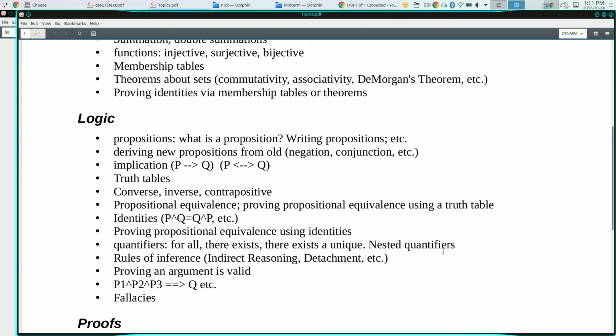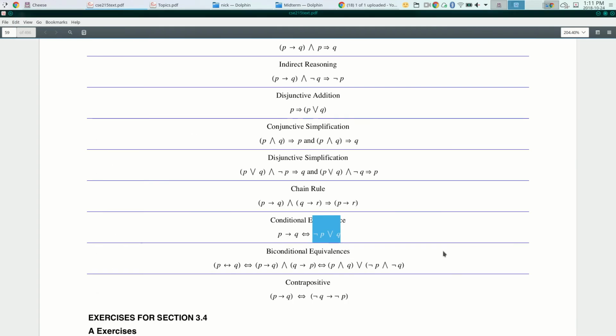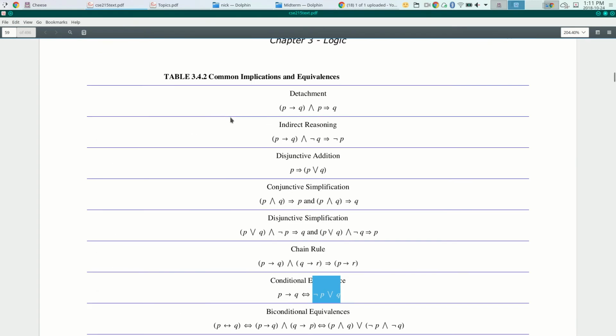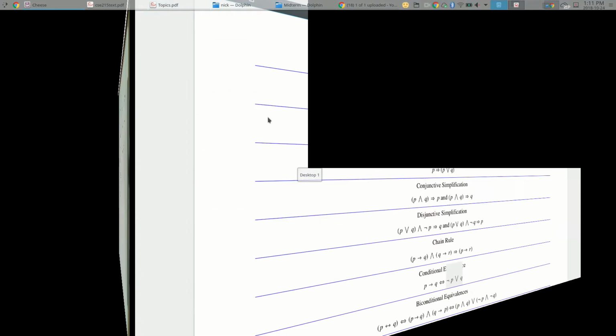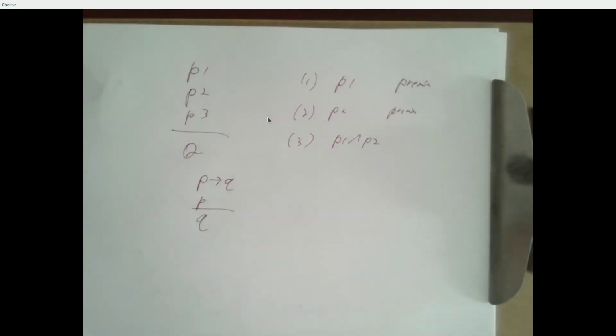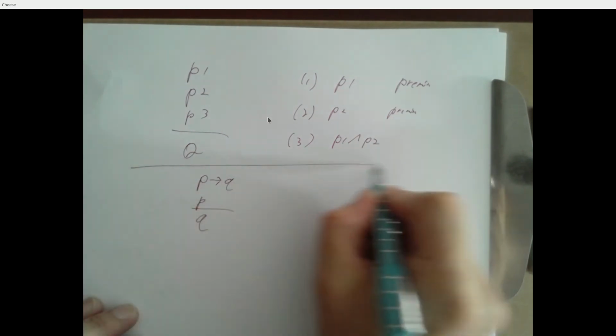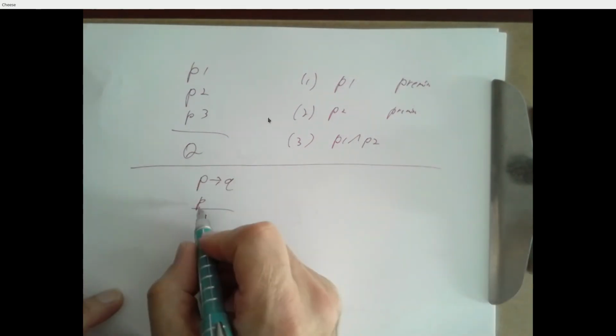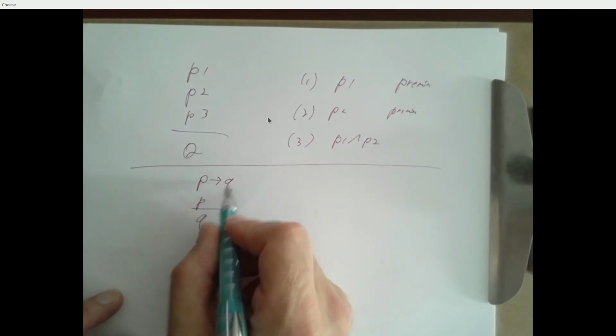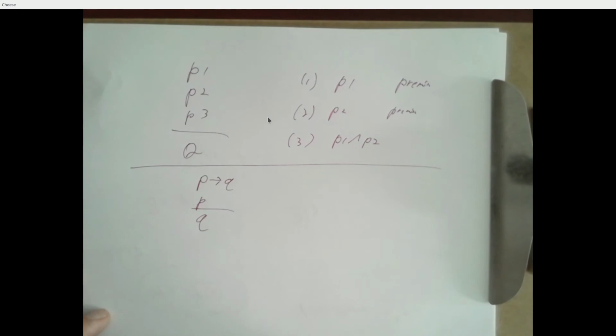So fallacies are the things that are not in here. Okay? Detachment, direct reasoning. Looks like this. So we're told if P then Q, and we're told P. Or we're told P is true, and if P is true then Q is true, so we can conclude Q is true. Right? That's detachment, that's direct reasoning.